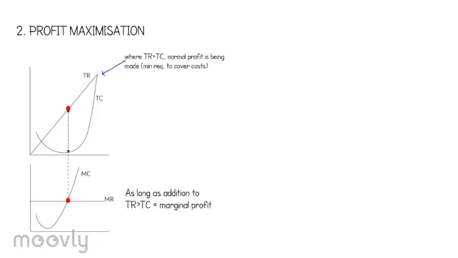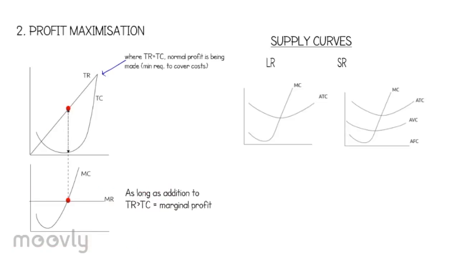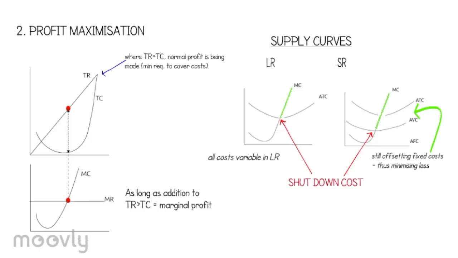The key point to remember here is that profit maximisation, which is the key goal of firms, occurs at MC equals MR. Secondly, in the short run, a firm should continue to produce if it's loss-making but producing above its average variable costs. This is because it then offsets its fixed costs and it's minimising the loss that it's making. It would make a greater loss if it shut down.